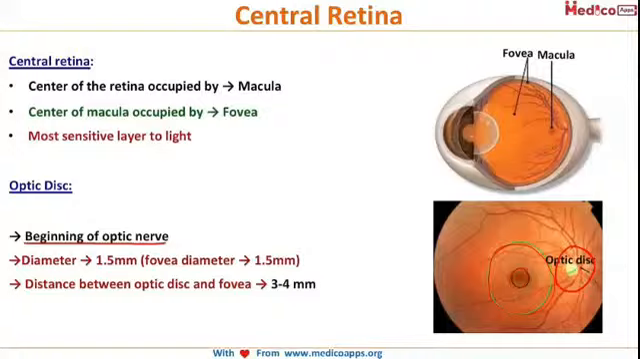The diameter of the optic disc is 1.5 millimeters. It's very important for you to remember this. You are asked frequently. Then the fovea also is 1.5 millimeters. So both the fovea and the optic disc measure about 1.5 millimeters, and the distance between the optic disc and the fovea is 3 to 4 millimeters. Okay, the distance between optic disc and fovea is 3 to 4 millimeters.